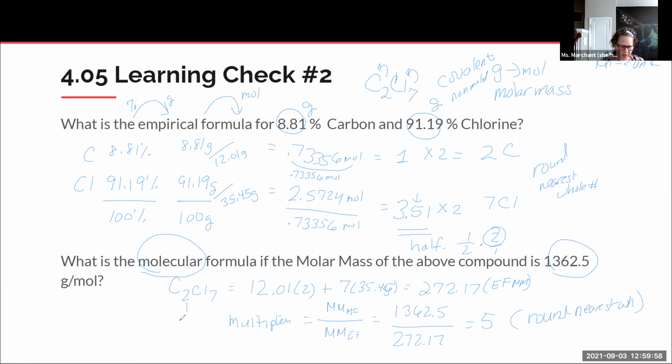So I take each of these numbers. 2 times 5 is 10. 7 times 5 is 35. So my molecular formula is that. And you could always go back and double check it. 10 times 12.01 plus 35 times 35.45 is going to give you your molecular molar mass. So always use that as your double check.